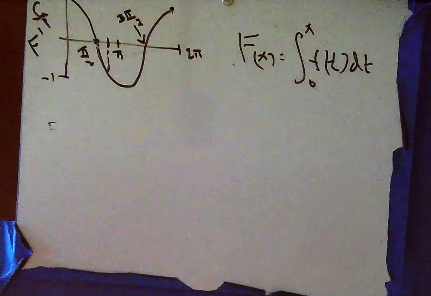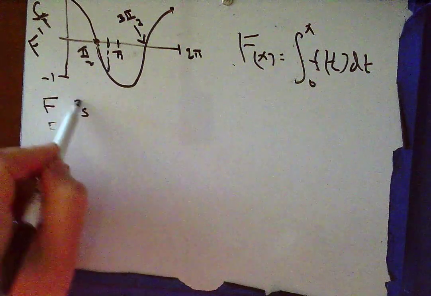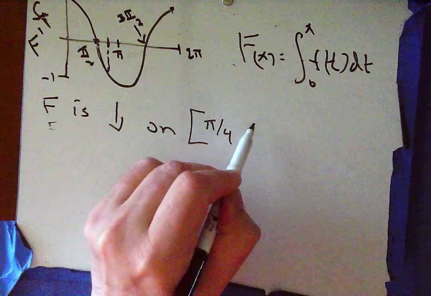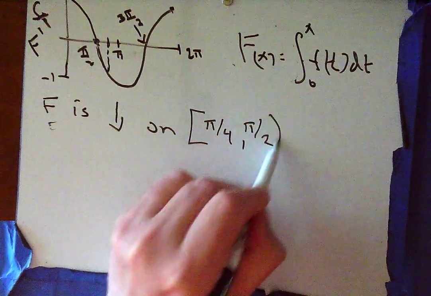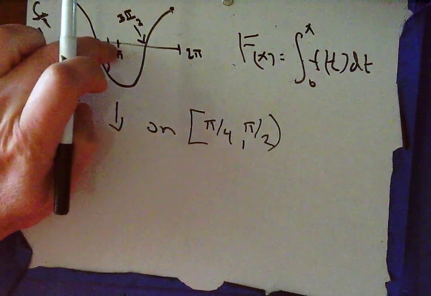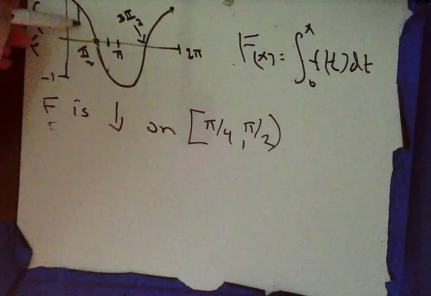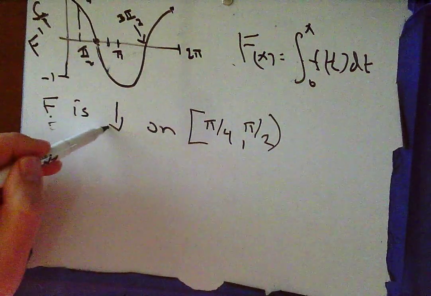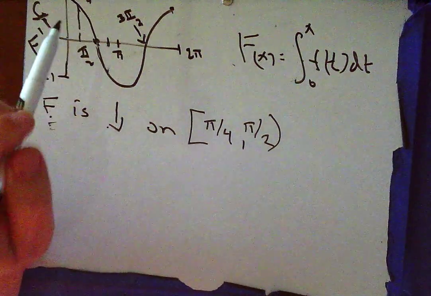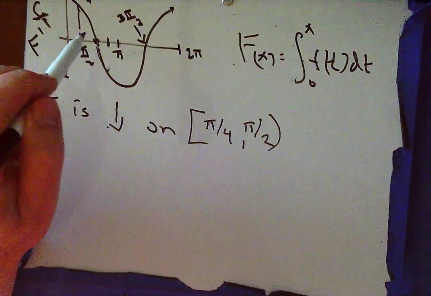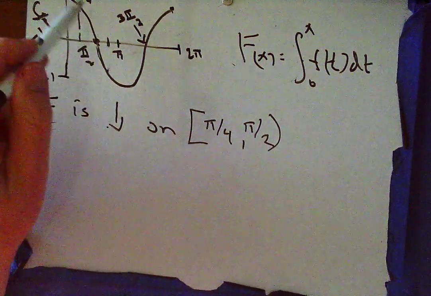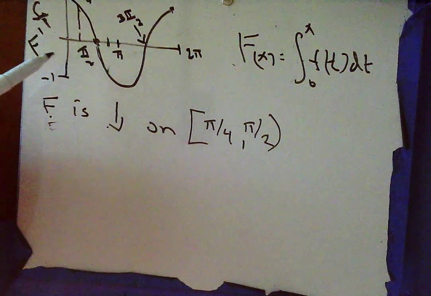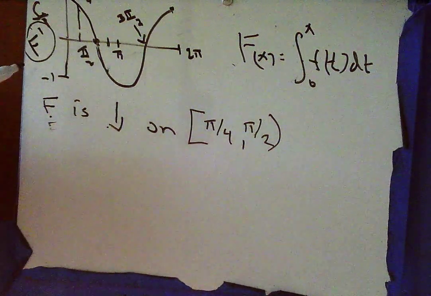Okay, next question. Big F is decreasing on pi over 4 to pi over 2. So what do we make of that statement? Well, here's pi over 4, and here's pi over 2. Is big F decreasing? Well, if you think this is a graph of big F, you definitely think that big F is decreasing on that interval. But we know that the graph is not big F. Instead, we know that the graph is big F prime.